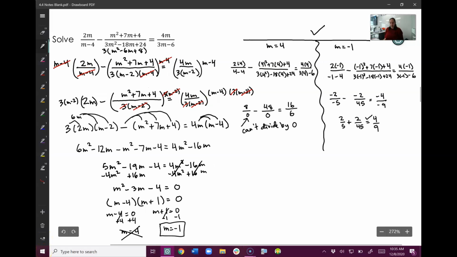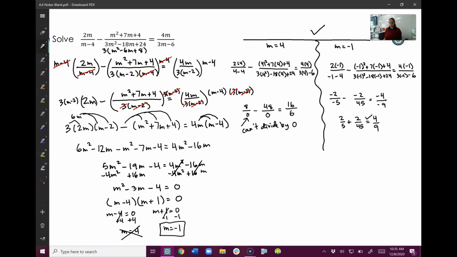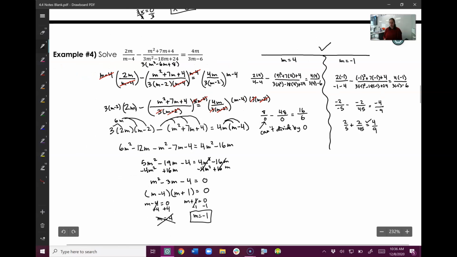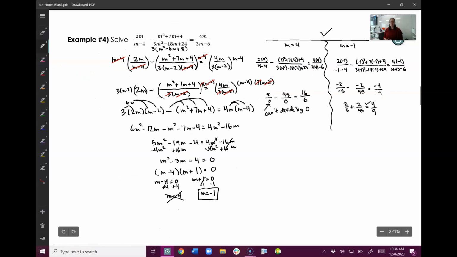Okay, so if we come in and we check our answers, we plug in m equals 4, and we ended up dividing by 0, so that is a fake solution. Plug in negative 1, you can see I simplified it out, type that into my calculator, and they're the same decimal. So that one did work, so that is our solution. So in the next video, we'll do one last example of these solving rational functions.